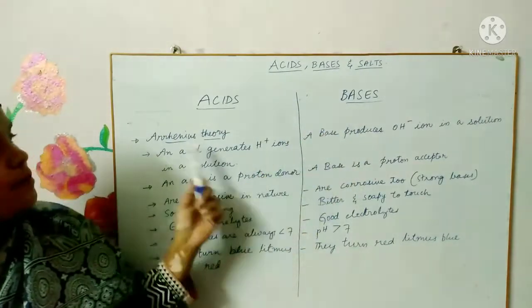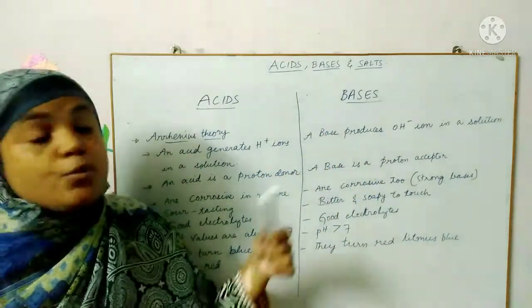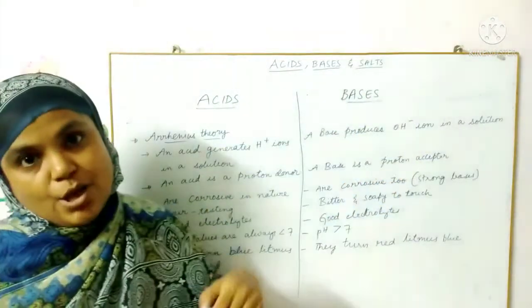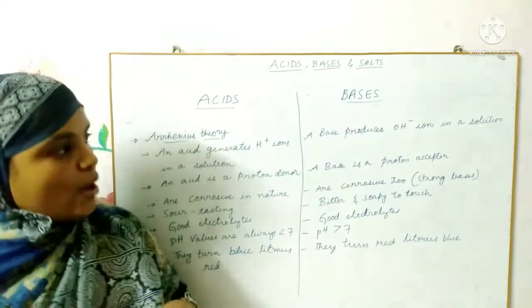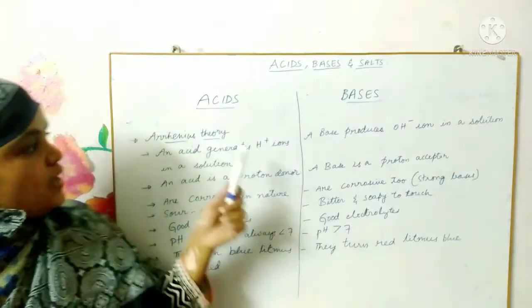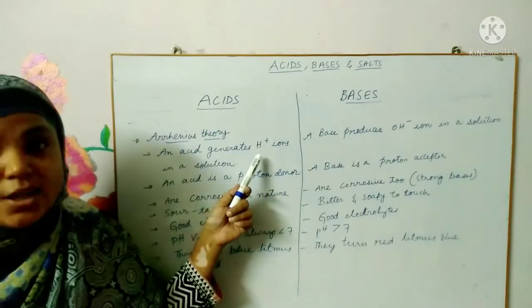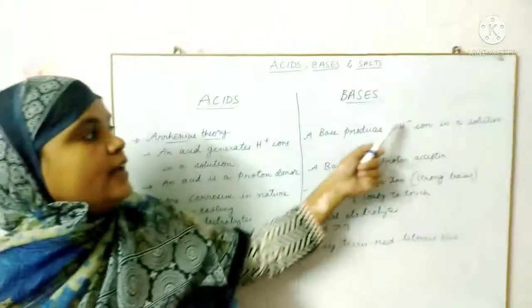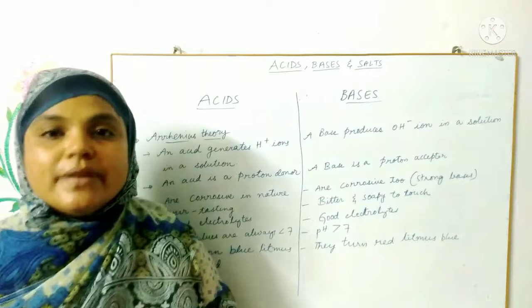Whereas if you talk about bases, Arrhenius theory states a base as producing hydroxyl ions, nothing but OH minus ions, in a solution. So here you can see the positively charged ions, nothing but cations, are produced by acids and anions are produced by bases, nothing but OH minus ions in particular.